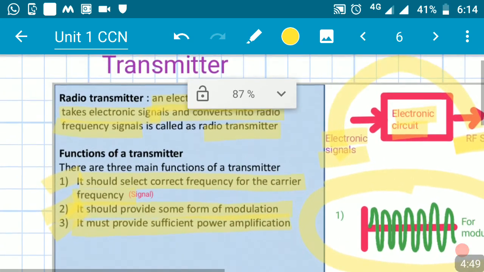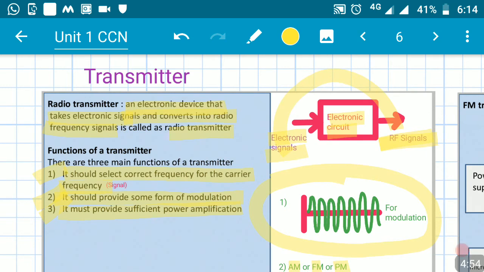So by understanding this part, we come to a conclusion. A transmitter is an electronic device that converts electronic signals into radio frequency signals, and hence it is called a radio transmitter. Converting the electronic signals to radio signals, it transmits over longer distances. The three main functions of a transmitter are: it should select the correct frequency for the carrier signal, it should provide some sort of modulation, and it must provide sufficient power amplification so that the signal is not affected over longer and longer distances. These are the important functions of a transmitter.